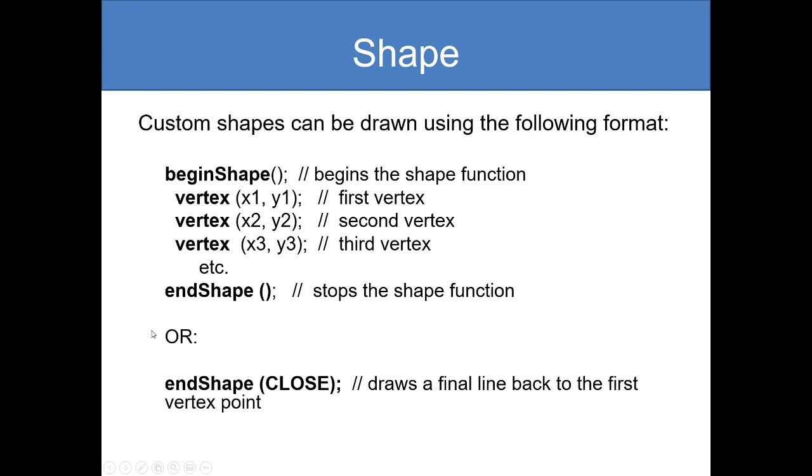And then at the end you have two options. The first option is to use end shape, and what that does is it ends the shape at that location. Or you can use this phrase, end shape close, and it draws a final line back to your first vertex point. You can imagine from this example that we have a triangle. If I do it with just end shape, I draw a line from the first point to the second point to the third point, and then I leave it and don't draw a line back. If I use the close, I would actually draw a line back to the triangle.